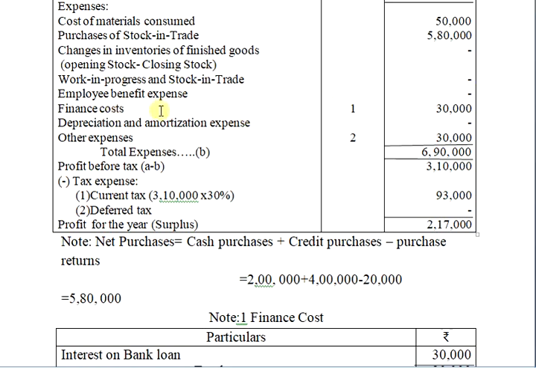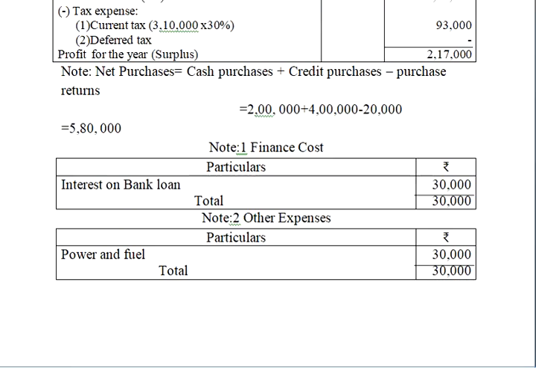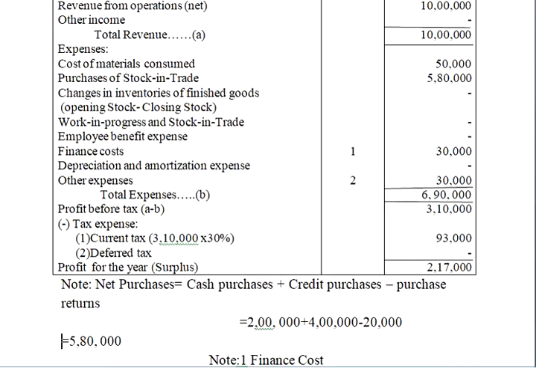It is nil. Finance cost, we have maintained note number 1, it is 30,000. How we got finance cost 30,000: you can clearly see here interest on bank loan, how much is there? 30,000. This interest on bank loans appears under where? Under the head called the finance cost. Here we have maintained the notes. Note number 1, finance cost, interest on bank loan, it is 30,000. So we have taken that 30,000 interest as finance cost, note number 1, 30,000.